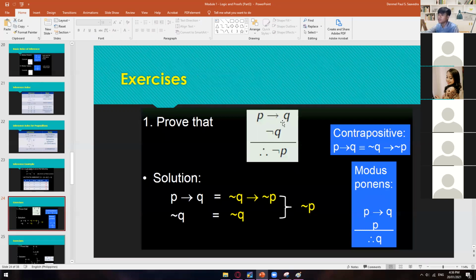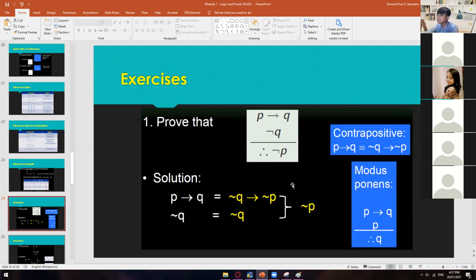So prove that P conditional Q, not Q, is equal to not P. Okay. So from here, we can actually copy this entire hypothesis into our solution. And as you can see right here, we didn't change anything aside from this one, right? So why did we convert this one into this one? Because we are trying to prove that this hypothesis is equal to this conclusion.